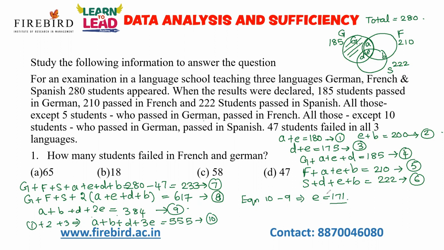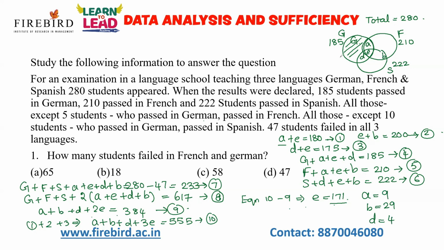See, if I know E value, remaining values I can find very easily. And see, if E is equal to 171, what is A value? A will be equal to 180 minus 171, 9. Okay, and if E is equal to 171, what is B value? 29. B value is equal to 29, and similarly, D value will be equal to 4. So we have found the values of A, B, E, and D individually.